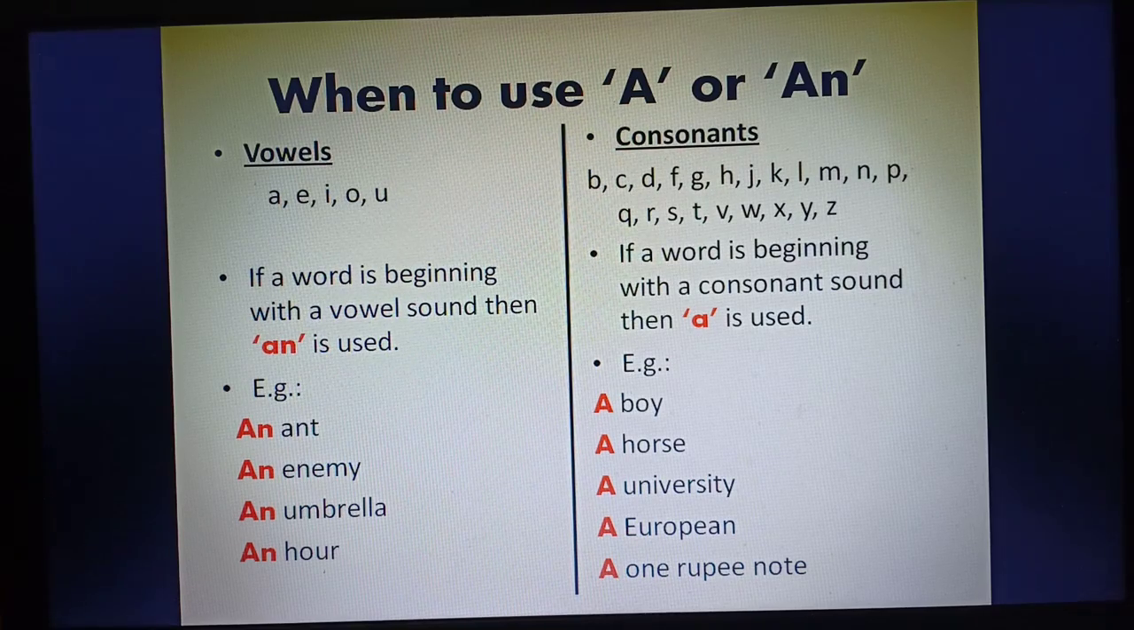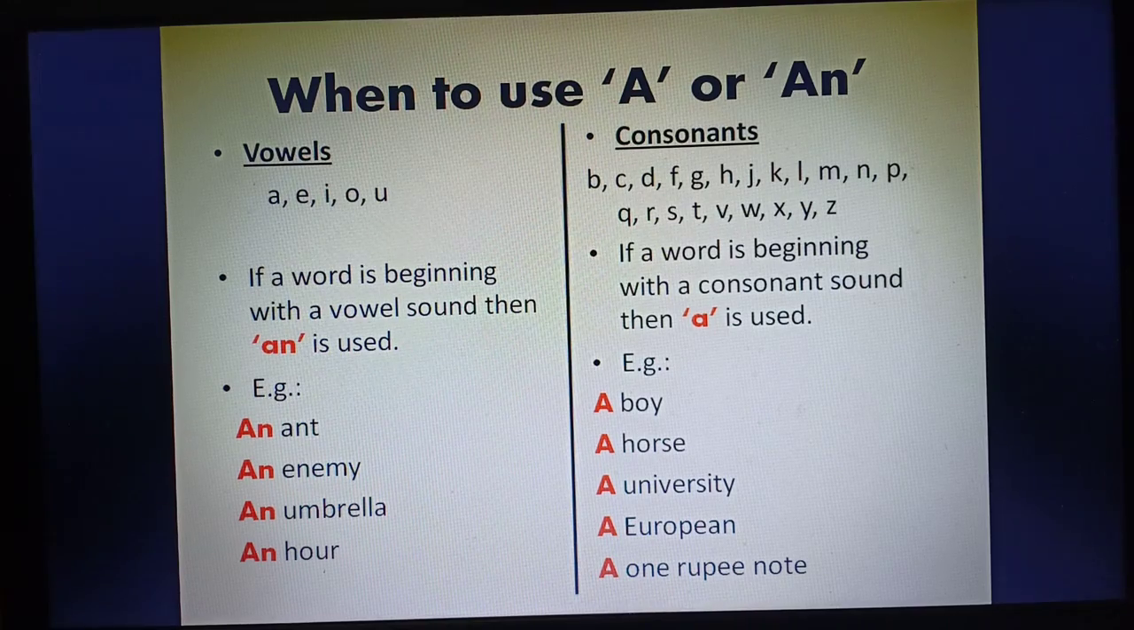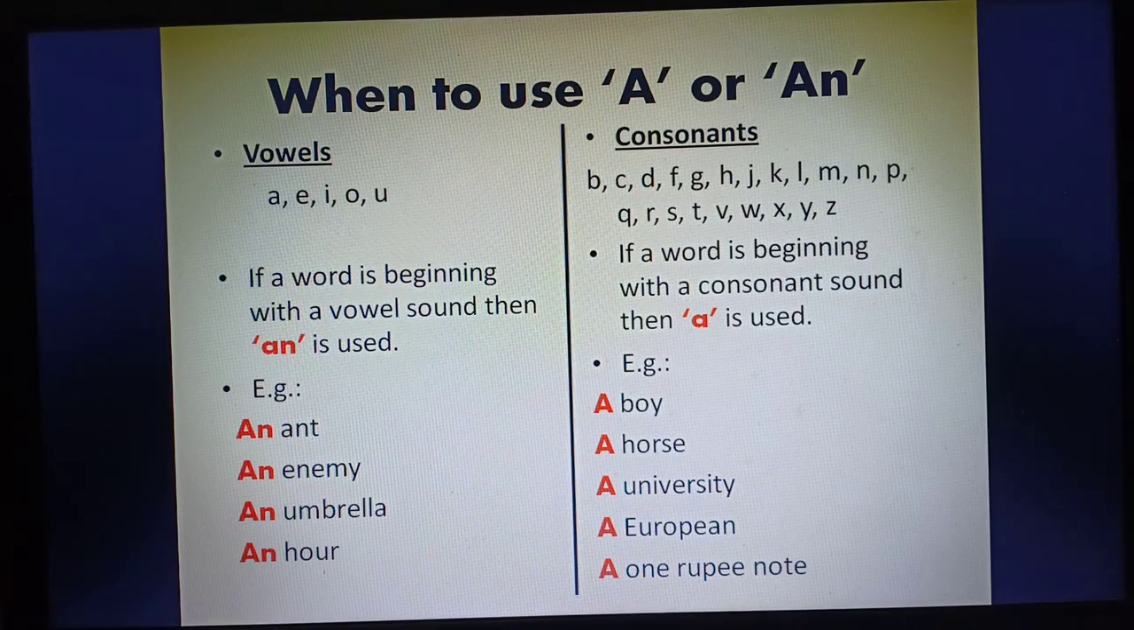If a word is beginning with a vowel sound, then an is used. Whereas if a word is beginning with a consonant sound, then a is used. Children, please note, we have to check the vowel sounds and consonant sounds before we put a or an. Now let's see the examples before vowels. An ant, an enemy, an umbrella. See, all are beginning with a vowel sound as well as a vowel letter.